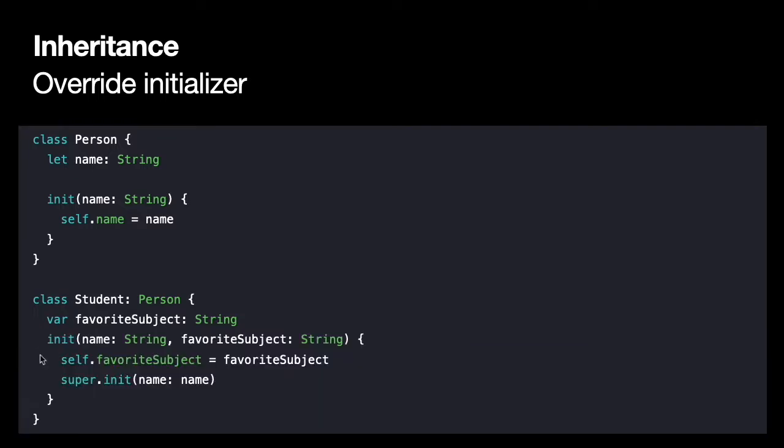Here's our fix. We have our new initializer for our Student subclass. We pass in both properties. We set the property on the subclass, and then we execute the initializer for the superclass using the super keyword.